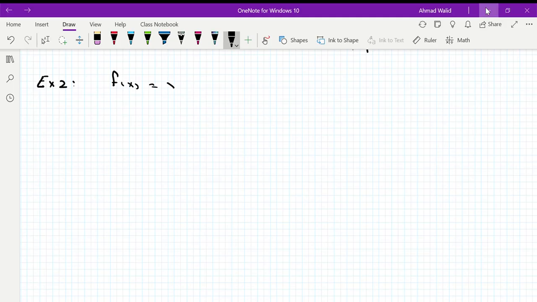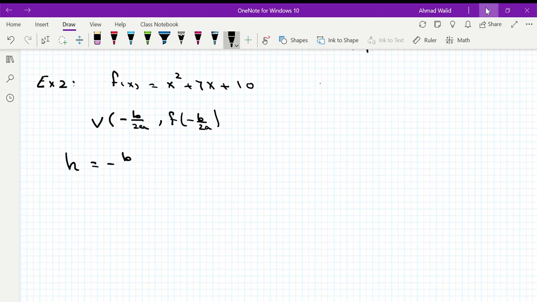F of x equals x squared plus 7x plus 10. First thing, the vertex. My formula for the vertex is negative b over 2a and f of negative b over what? 2a. It means h equals negative b over 2a, which is equal to negative b. How much is b? 7. Negative 7 over 2a, 2 times 1. Negative 7 over 2 is my h.